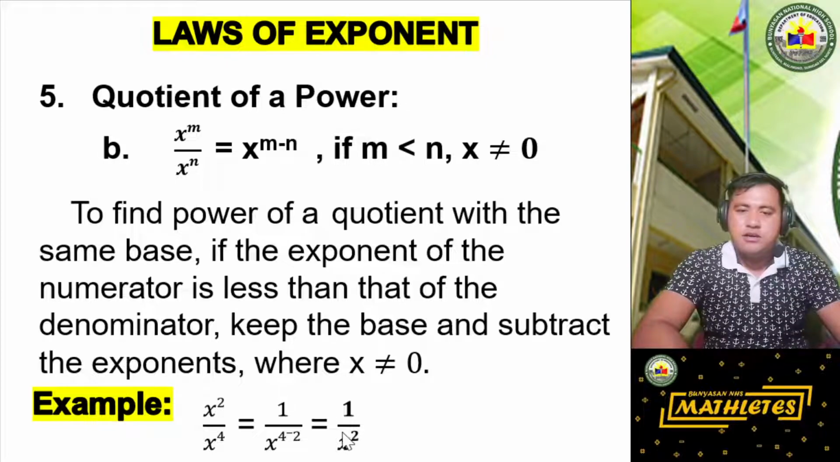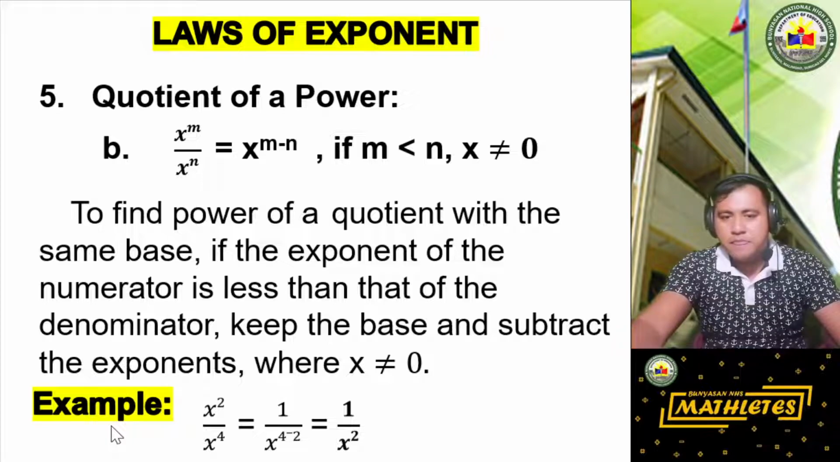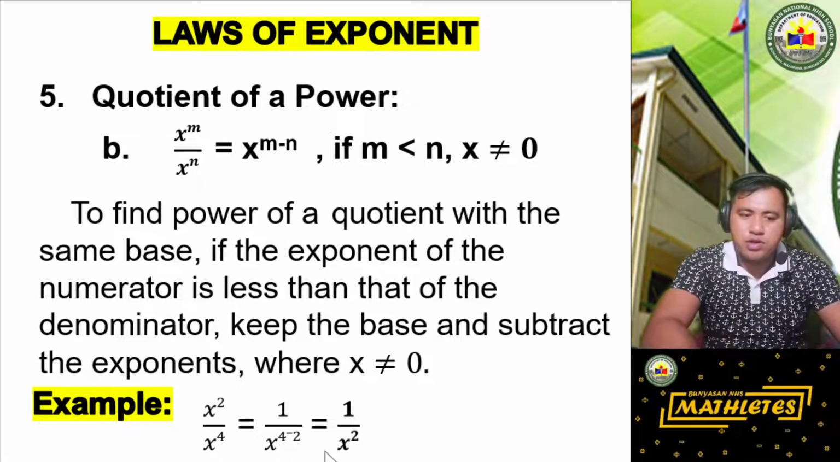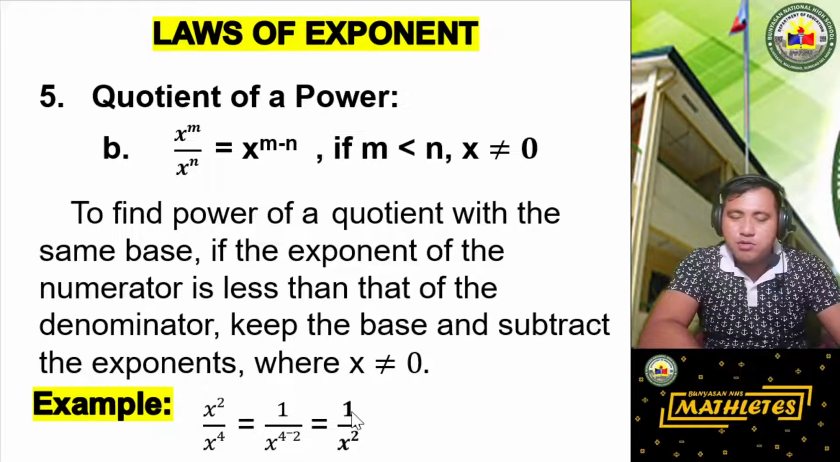Sir, how about if we are going to subtract the other way? You can, but the answer would be the same, only the process is different. Instead of subtracting in the denominator, doon tayo magsusubtract sa numerator. So 2 minus 4 is equal to negative 2. The exponent is negative 2, so x is raised to the power of negative 2.